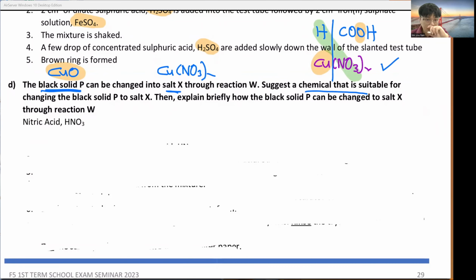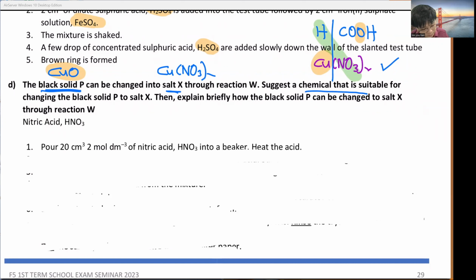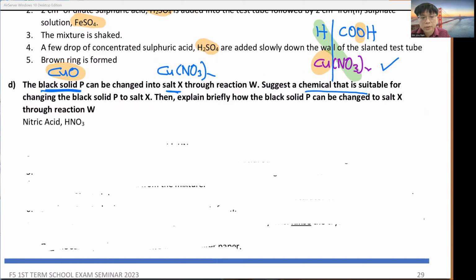Okay, nitric acid. Then briefly, how the black solid can change. Now this is the prepare salt part, not the assay part. Do I need to write this one? I think here is enough, because I'm not doing the essay for the prepare salt part. So you do until this part only, then we move on to the next one. Next question. Okay, so write this first. So you know how I come out with the part.